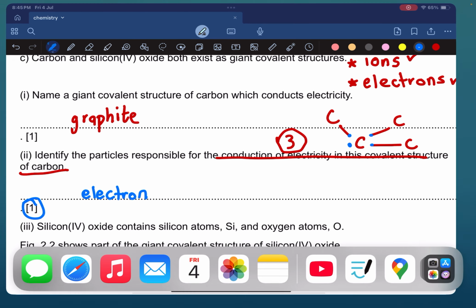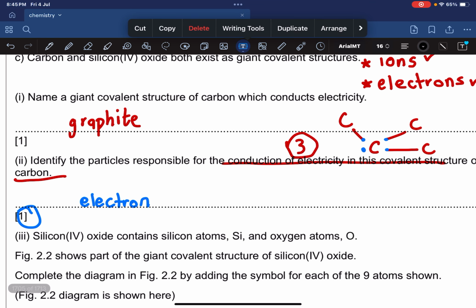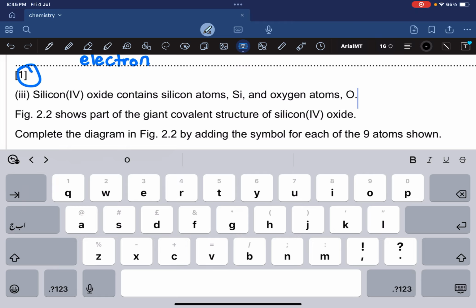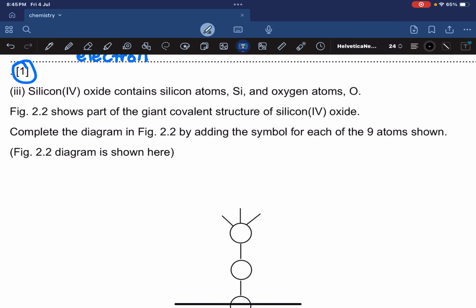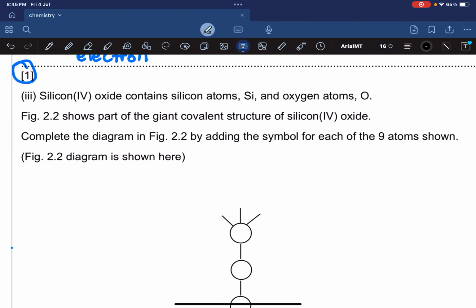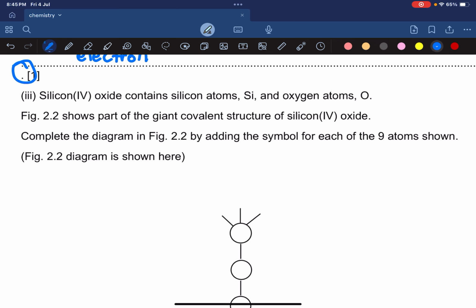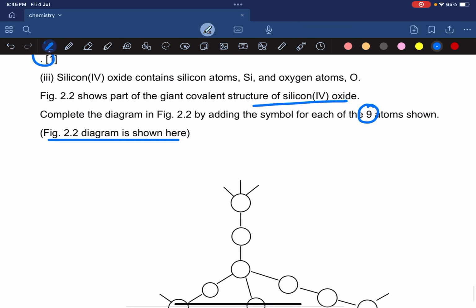Silicon IV oxide contains silicon atoms, Si, and oxygen atoms, okay? You should know this, that obviously it's silicon IV oxide, so it's going to have silicon and oxygen. Figure 2.2 shows part of a giant covalent structure of silicon IV oxide. Complete the diagram in figure 2.2 by adding this symbol for each of the 9 atoms shown. Figure 2.2 diagram is shown here. Okay, that's going to be interesting.